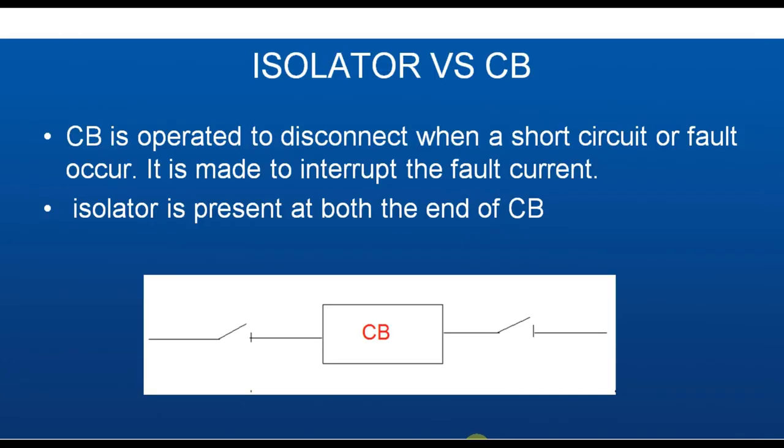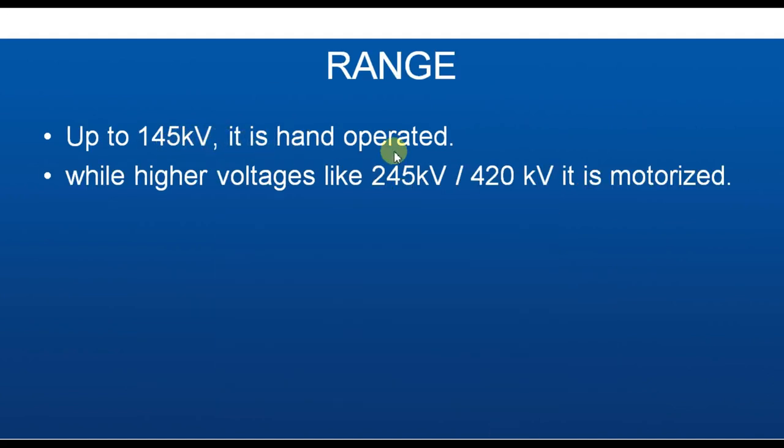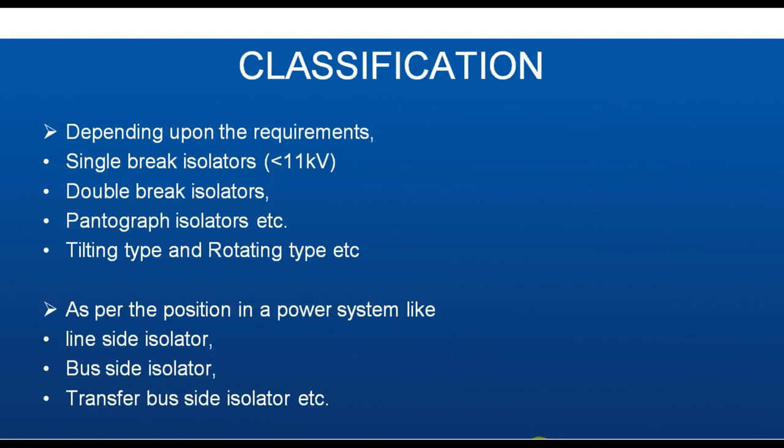The difference between an isolator and a circuit breaker is that a circuit breaker is made to interrupt the fault current. Usually an isolator is present at both ends of the CB. Range of an isolator: up to 145 kV it is hand operated, while for higher voltages like 245 kV or 420 kV it is motorized.